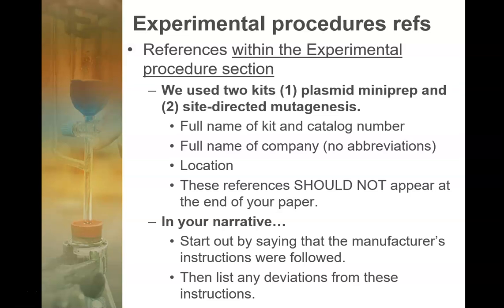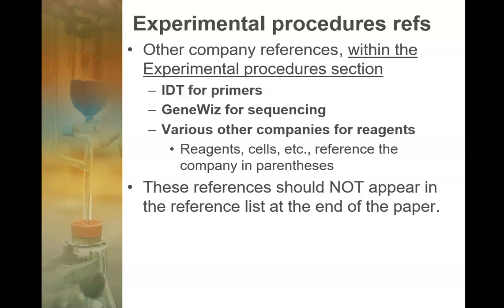The other thing you can do is once you've referenced a company, you can be brief the second time. For Zymo, for the plasmid mini prep, you could reference Zymo completely, but then we got the XJB cells from Zymo too. So you could just say Zymo Research and be done with it. You already gave the reader the information about the company's location. So again, for the kits, start out by saying that the manufacturer's instructions were followed and then list the deviations. That's a narrative that makes sense to the reader.